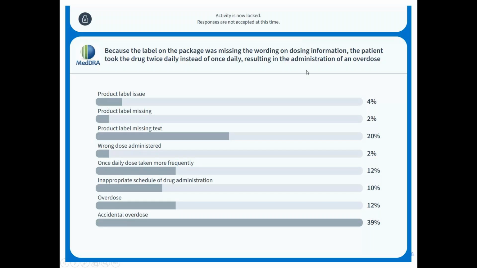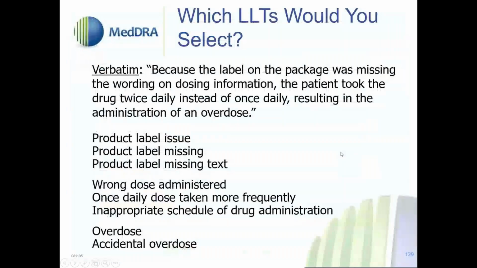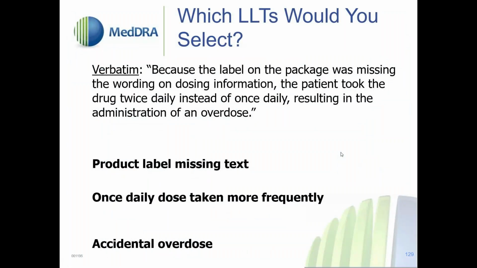And because the patient then administered an overdose, and because it was based on an administration error, we would select accidental overdose. So here we are. These would be the correct code assignments. Product label missing text, the most specific term to capture the product quality issue, the label issue. Once daily dose taken more frequently, the most specific term to capture the schedule error, the error in the schedule of dose administration, and the resulting overdose would be coded as accidental overdose because it resulted from a medication error. Any questions?